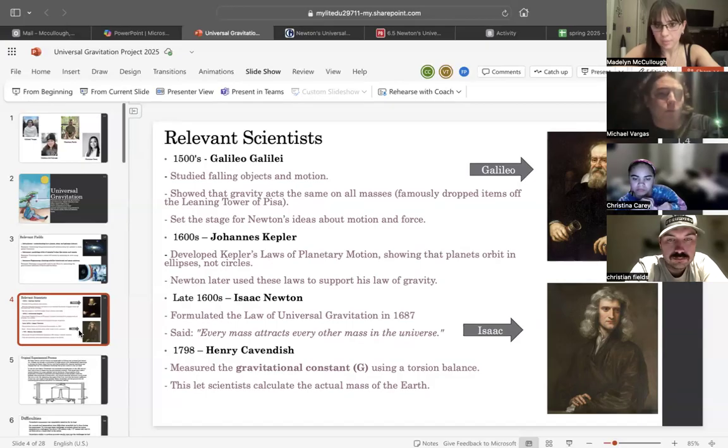Later in 1798, Henry Cavendish conducted a famous experiment using a torsion balance to actually measure the gravitational constant, which allowed scientists to calculate the Earth's mass. Each of these scientists played a critical role in developing our understanding of gravity as we know it today.